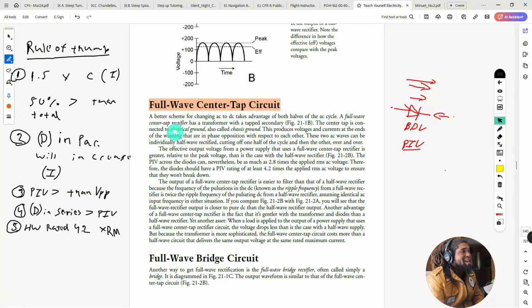The center tap is connected to electrical ground, also called chassis ground. This produces voltage and current at the ends of the windings that are in phase opposition with respect to each other. So they're out of phase, which I was just talking about. That's why you have to have the center tap. You center tap it, which basically means you ground it. So that's your 0 point, and you're going to have a negative voltage and a positive voltage on each of those windings.